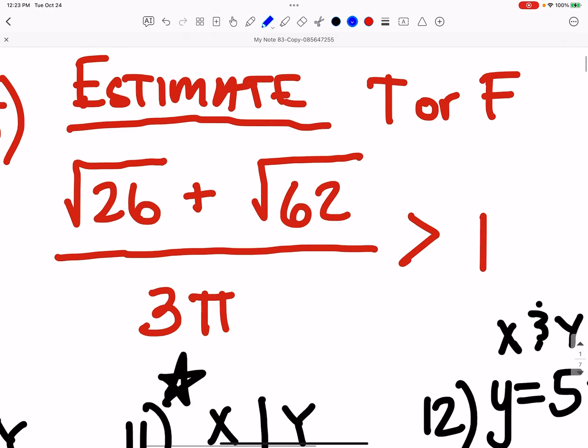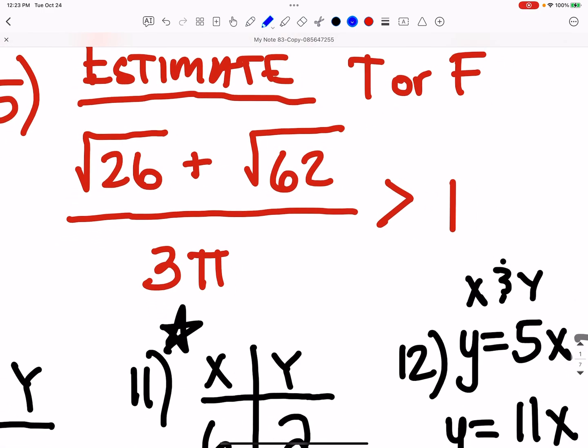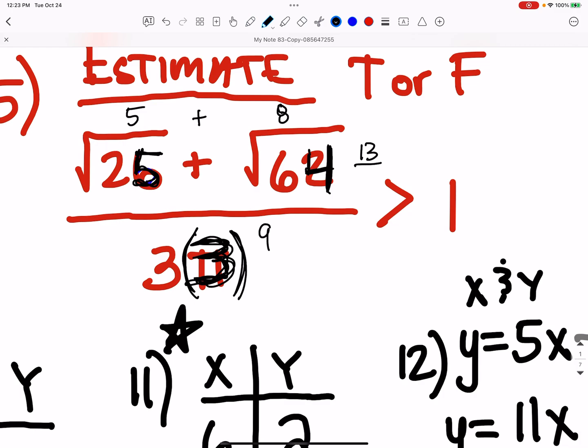I'm going to estimate these. The square root of 26, I don't know, but close is, the pink number that is close is the square root of 25. And I don't know 62, but I do know 64. And I'm not going to multiply 3 times pi. A good estimation for pi is just 3. So here we go. Square root of 25 is 5, plus square root of 64 is 8, divided by 3 times 3 is 9. That's 13 ninths.